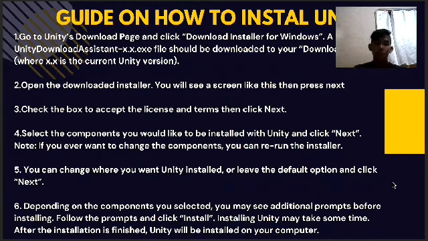The third step, check the box to accept the license and terms, then click next. The fourth step, select the components you would like to be installed with Unity and click next. If you ever want to change the components, you can rerun the installer. The fifth step, you can change where you want Unity installed or leave the default option and click next.